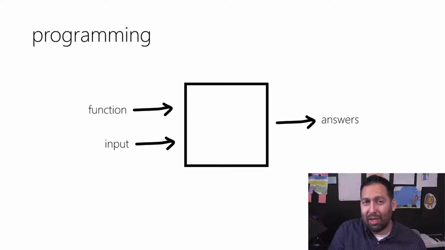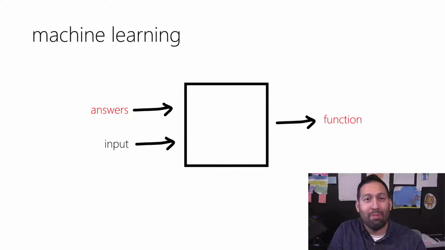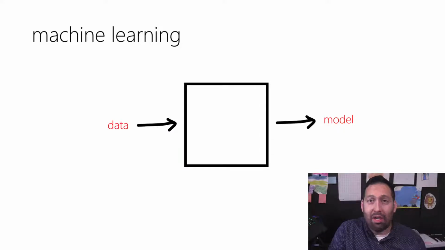And so machine learning actually flips the script a little bit. Instead of creating a function, we give the computer the answers and the input, and it produces a function. Now, we don't call them that in machine learning. We call these things models, and the input is data. This is the critical bit.